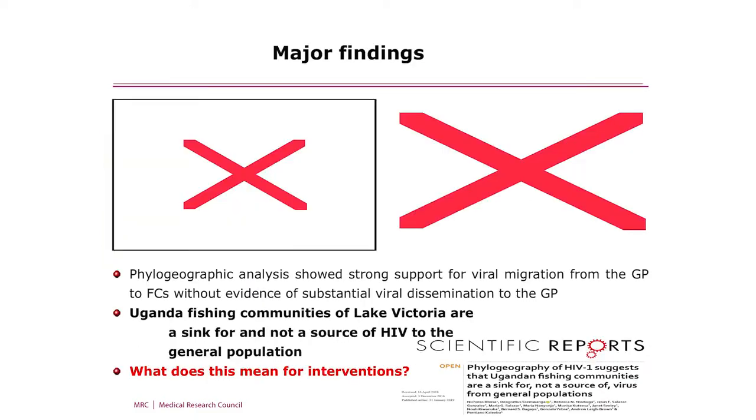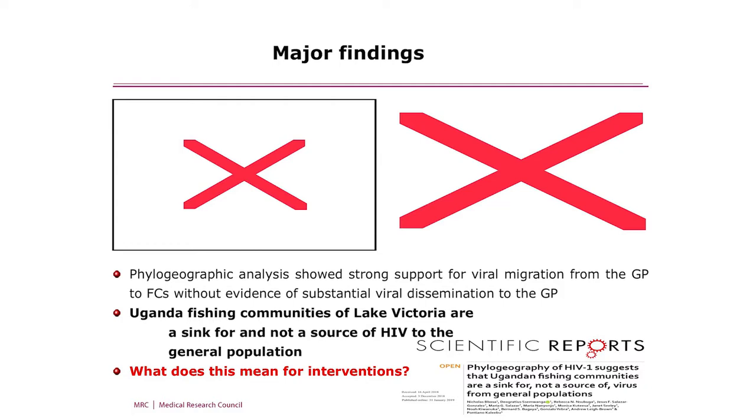So what did we find? When we did phylogeographic analysis, to our surprise, we found that the transmissions are actually coming from the general population into the fishing communities and not the other way around. So you can see the viral migrations into these fishing communities.